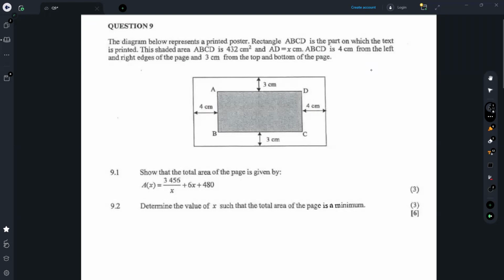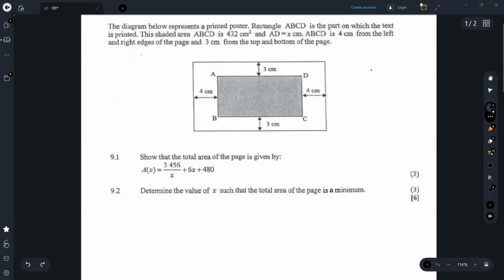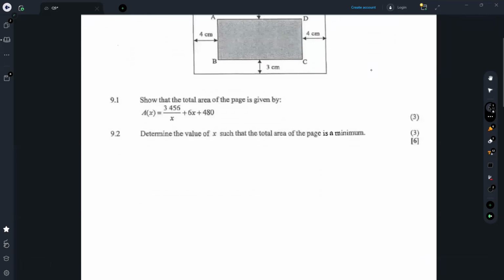Okay, so in 9.1, they want us to show that the total area of the page is given by that equation right there. So now let's analyze this information. They gave us the area of ABCD, and they give us the distances away from the edges of the paper. So it means that what we want is the entire length of the paper and the entire width of the paper. So surely a diagram should help us see what they want right there.